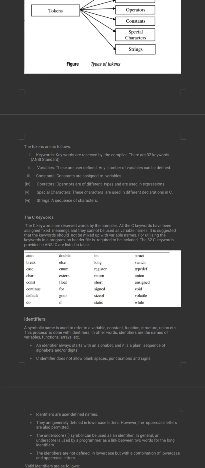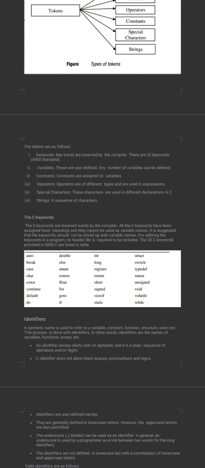And the keywords are reserved by the compiler. There are 32 keywords according to ANSI standard. And the next one is variable. Variables are user defined. Any number of variables can be defined. And then constants. Constants are assigned to variables.